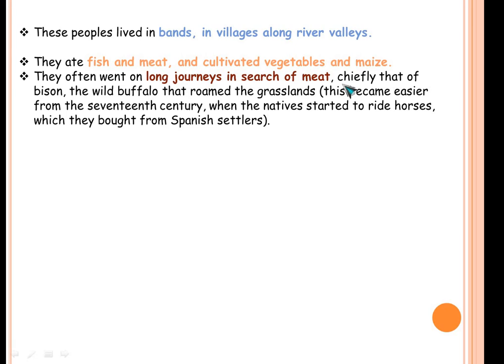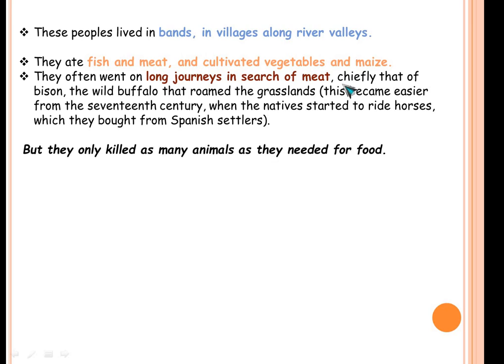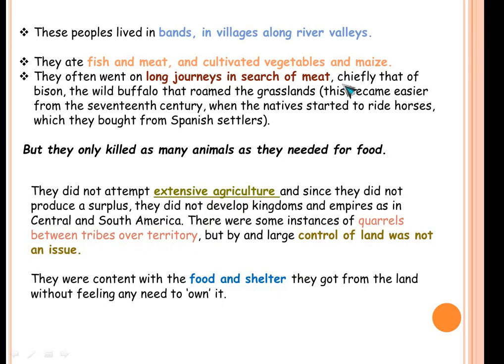Okay. Now, they learned the art of riding horses from the Spanish settlers. It was very easy for them from the 17th century, when the natives started riding horses, and they bought these horses from the Spanish settlers. And they killed as many animals as they needed to make food. They got this convenience when they started entering the comfort zone. It was very easy for them to kill as many animals as they needed for food. So that was also taught by the Spanish settlers.